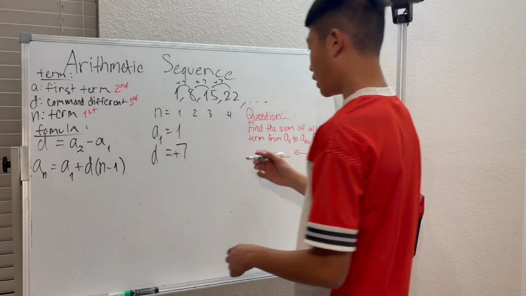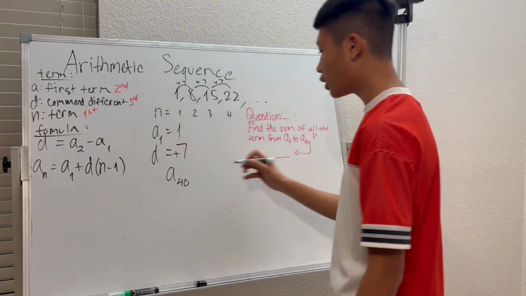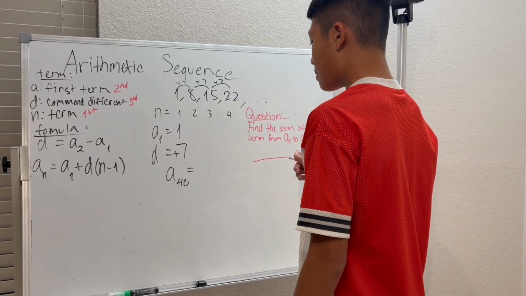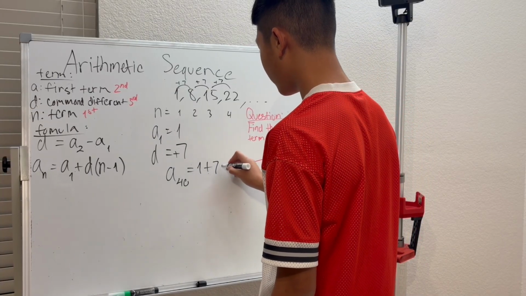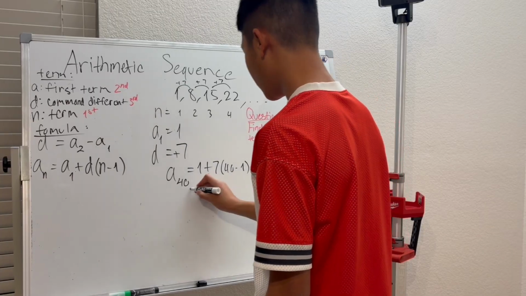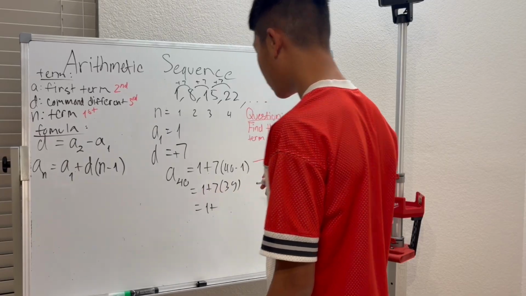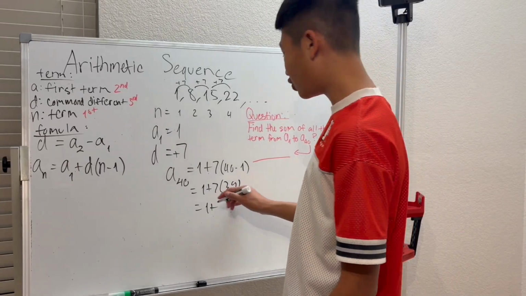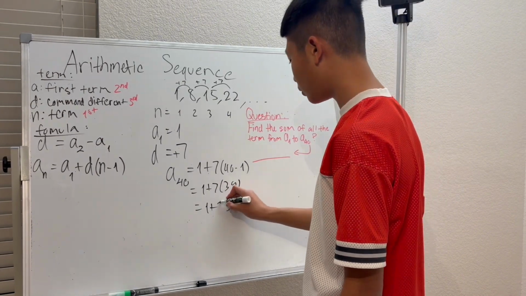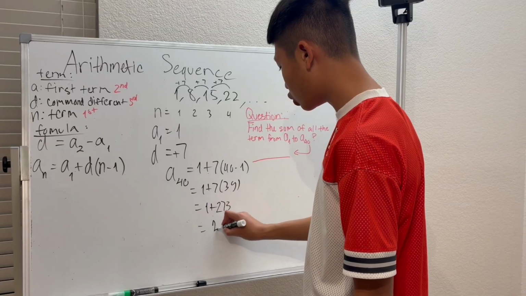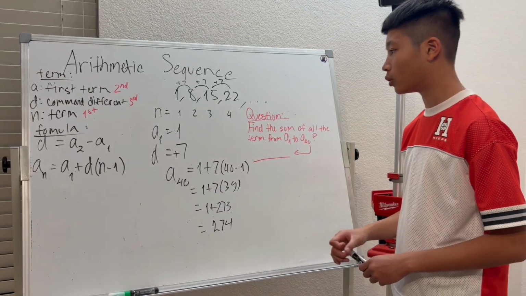Plugging in the formula, we already know a sub 1. Let's find a sub 40, which is 1 plus the common difference times 40 minus 1. This is 1 plus 7 times 39. 7 times 9 is 63, carry the 6 on top. 7 times 3 is 21 plus 6 is 27. This is 274. So a sub 40 is 274.